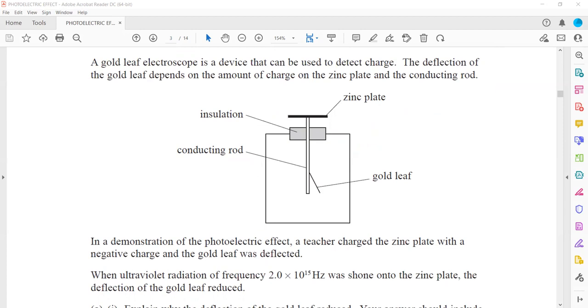Reducing the intensity means decreasing the number of photons, like few photons are coming every second. So the process will be slow, because if we want to remove 100 electrons, it will take time to remove 100 electrons. So the gold leaf deflection would reduce very slowly.